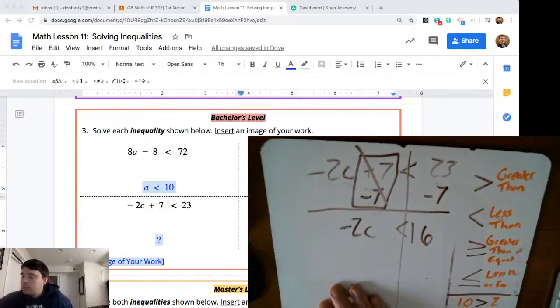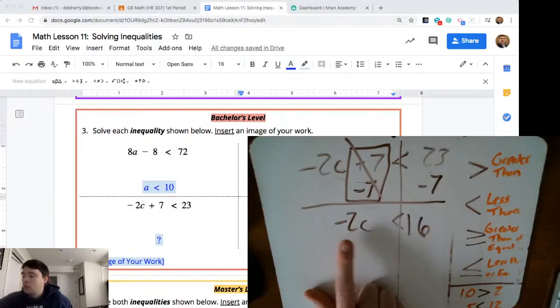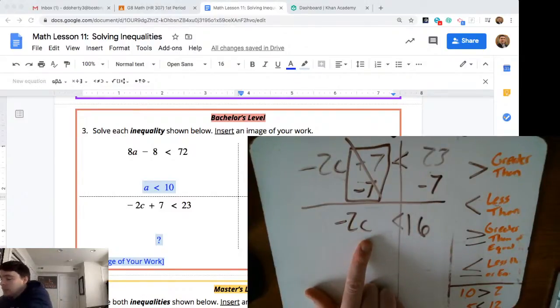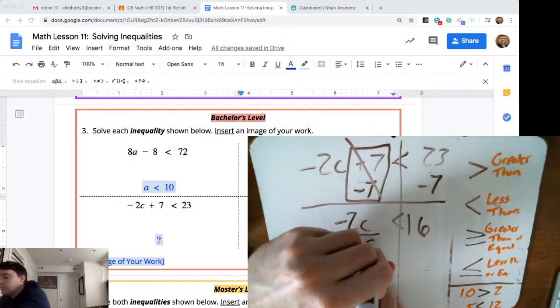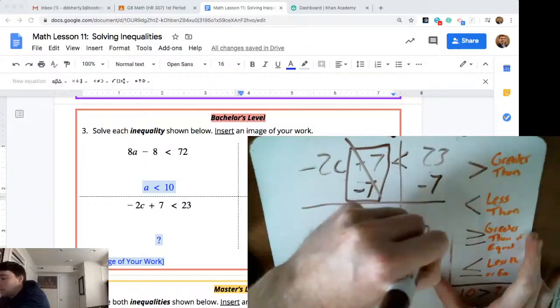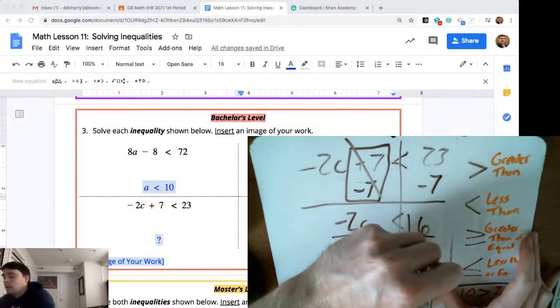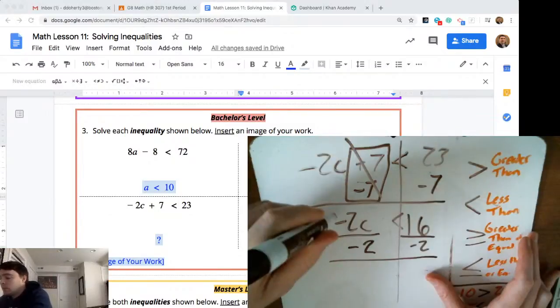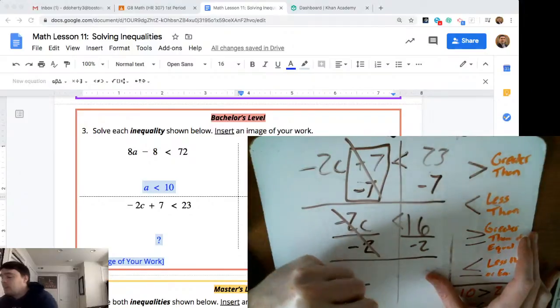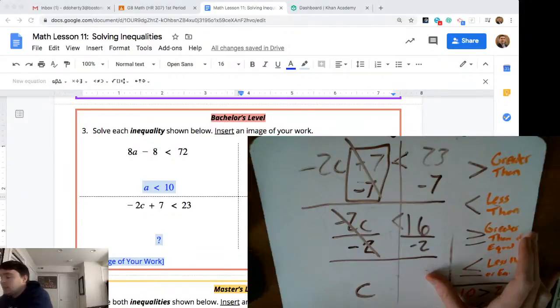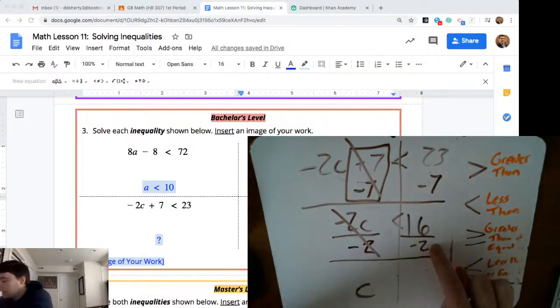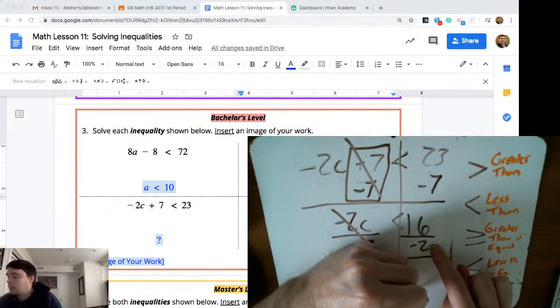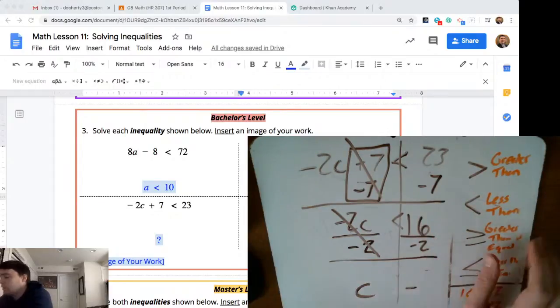Now I want to get rid of the multiplied by negative 2, the coefficient attached to c. So I'm going to divide by negative 2 because division is how we cancel out multiplication. Divide both sides of my equation by negative 2. That transforms the left side to just say c. 16 divided by negative 2, a positive divided by a negative makes a negative. And 16 divided by 2, the quotient, or the answer, is 8.